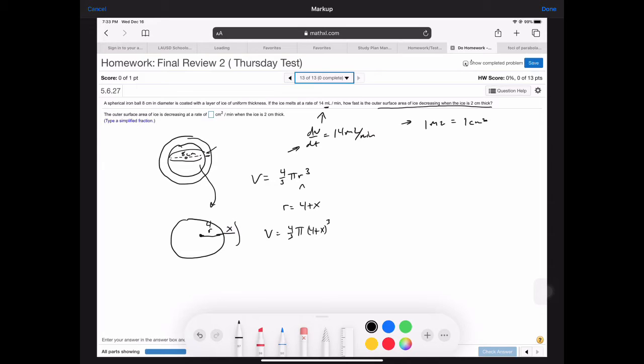Now, to figure out what they want us to do, they want to look for how fast is the outer surface area. So they're looking for the derivative of surface area when the ice is specifically 2 centimeters thick. So the x at x equals 2 centimeters. Well, in order for us to get here, we need to figure out what dx dt is.